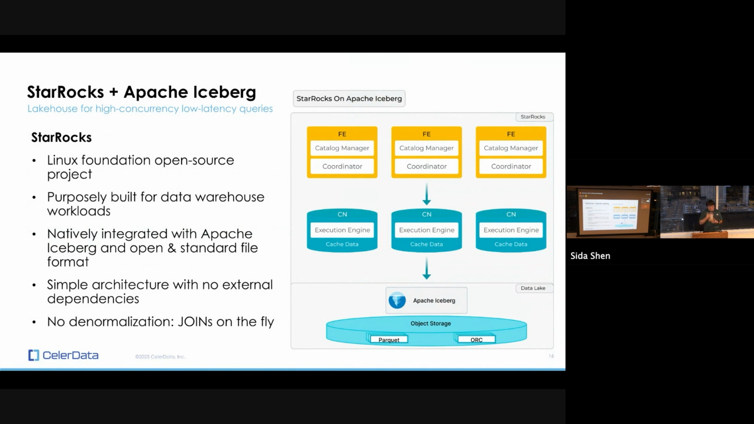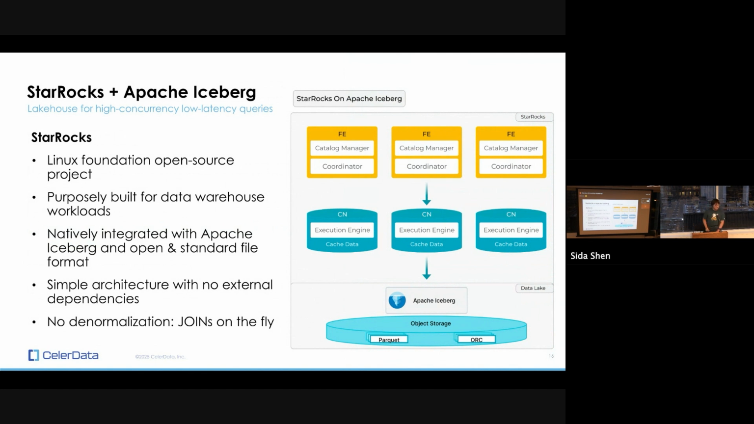It's a Linux Foundation open source project. It's purposely built for data warehouse, high performance SQL OLAP workloads, right? Natively integrates with Apache Iceberg, open standard, file formats such as Parquet files, right? It has a really simple architecture with only two kinds of processes. So FEs, the front end nodes, are for metadata and query planning, right? And the CN nodes are basically our workhorse for query execution. That's our MPP architecture, so fully distributed, written in C++, right?